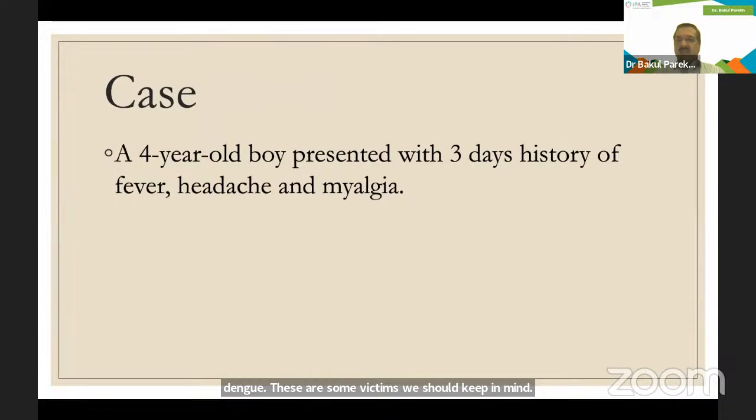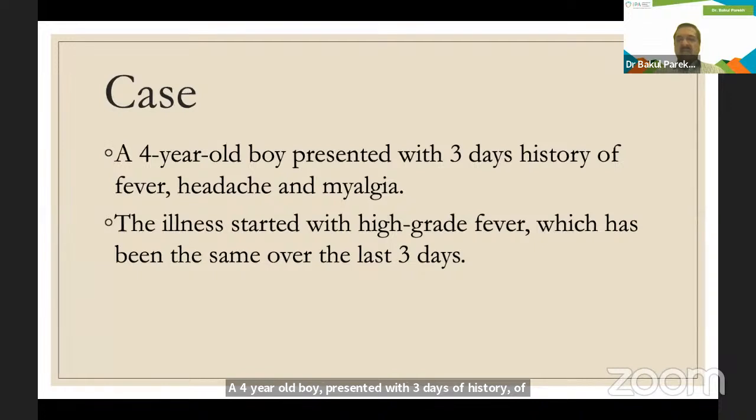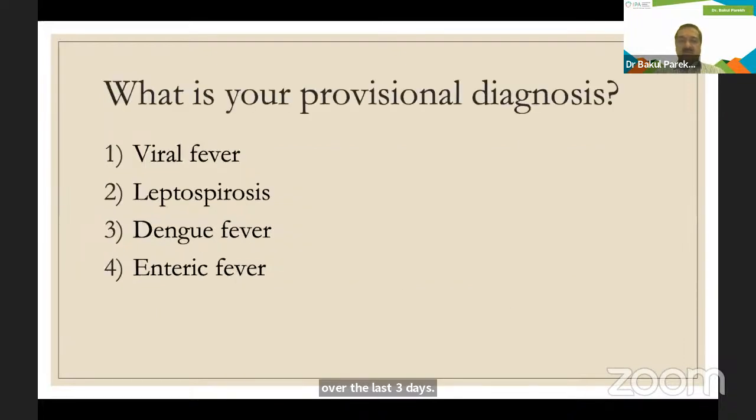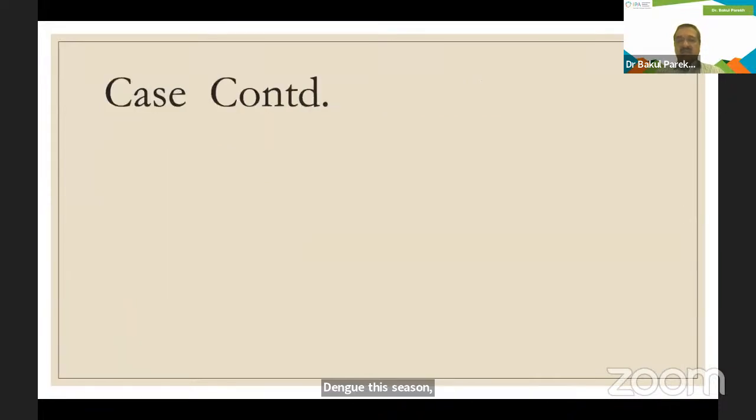A 4-year-old boy presented with 3 days of history of fever, headache, and myalgia. The illness started with high fever, which has been the same over the last 3 days. The child was active in the interfebrile period. So naturally, it can be anything: viral, bacterial, dengue this season. Maybe enteric can also start in the beginning, but the child was normal in the interfebrile period, so that goes against bacterial fever.